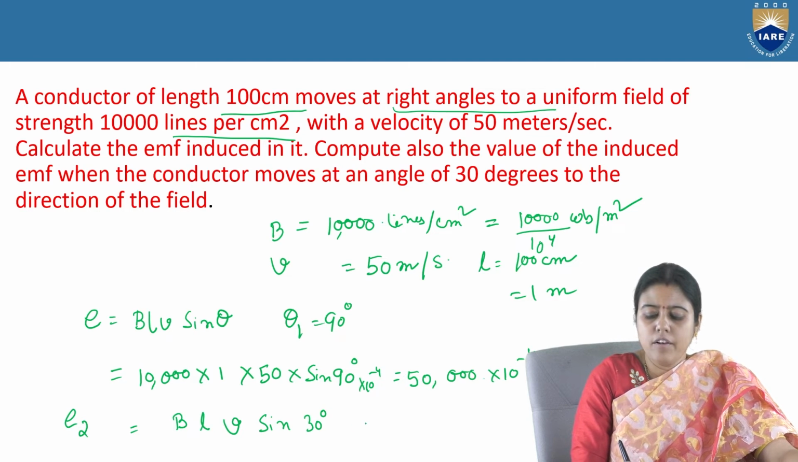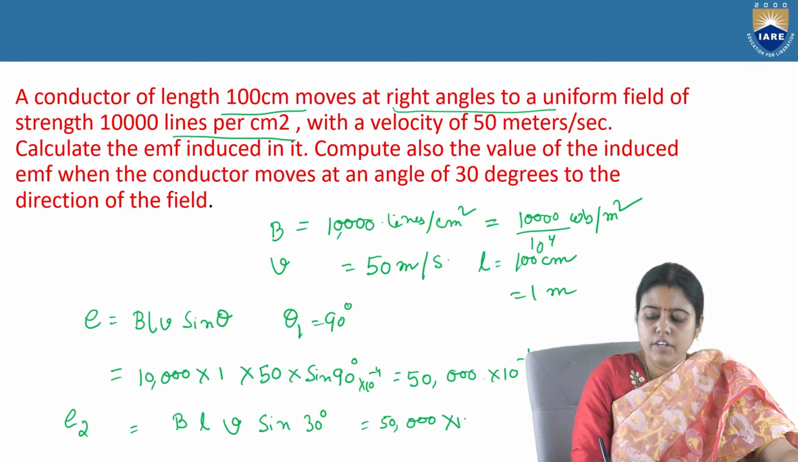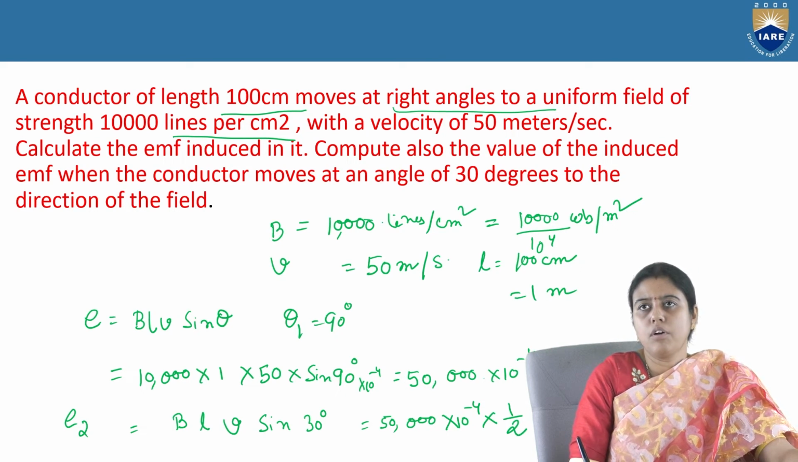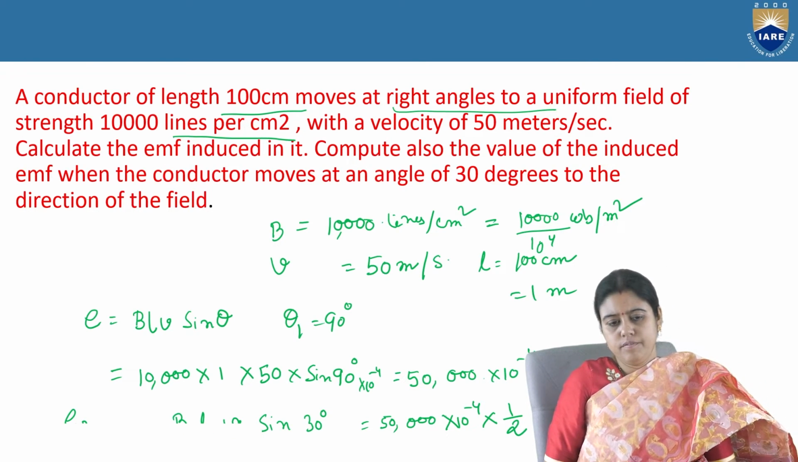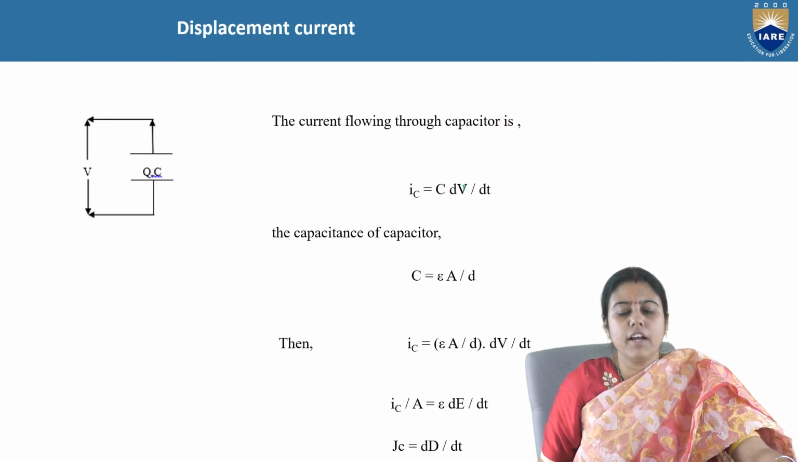So what is the value? 50,000 into 10 to the power minus 4, and sine 30 is equal to half. So it will come 2.5 volt. Next, we will discuss about the current.